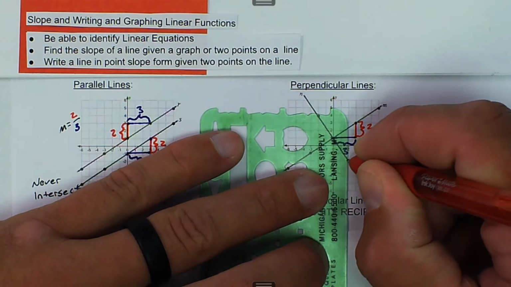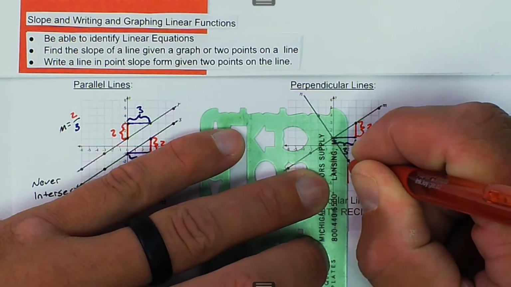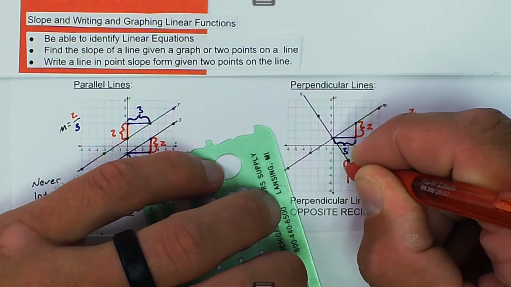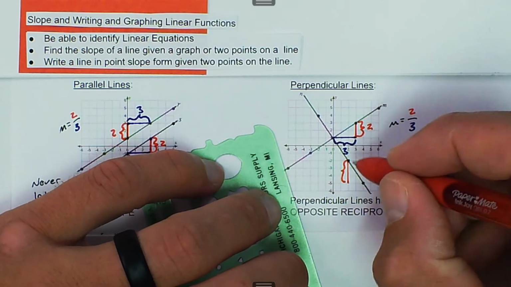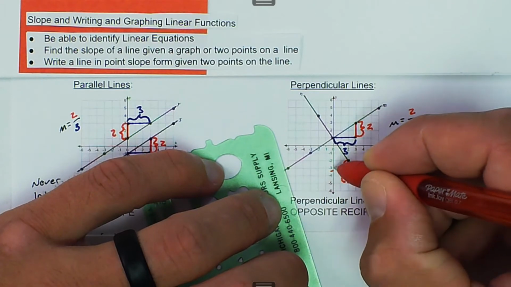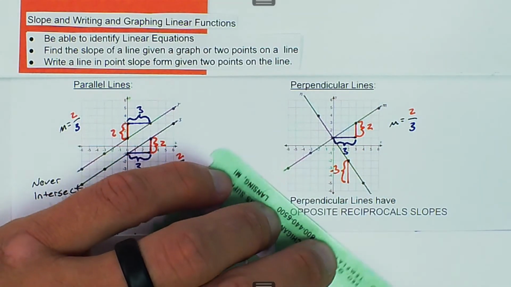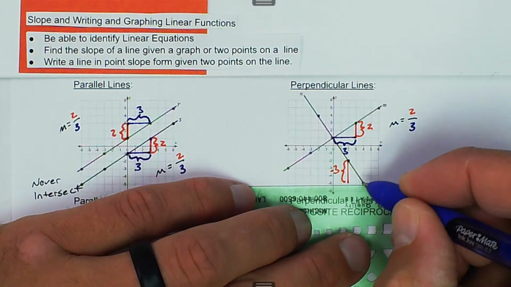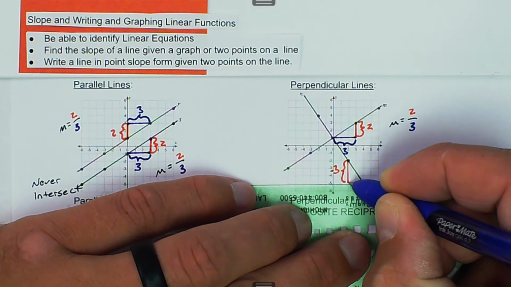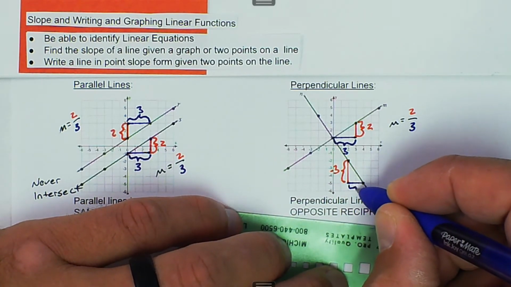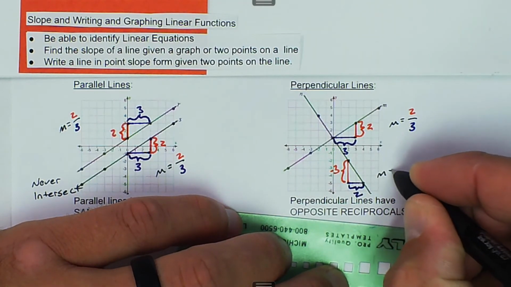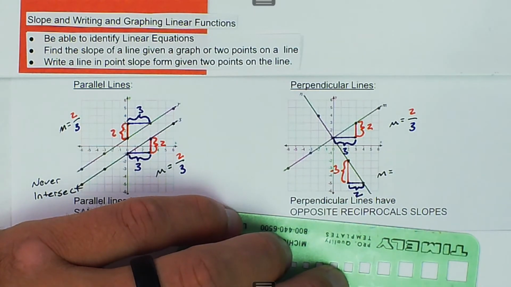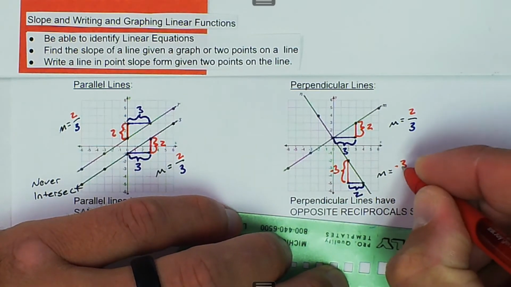And in this case, instead of going up, like this one where we went to the right and up 2, here we're going down 3, so that's going to be a negative 3. And we're going to the right, still going positive, so in this direction, still positive 2. So our slope for this line is equal to negative 3 over 2.